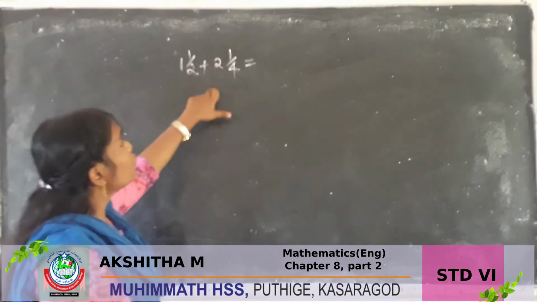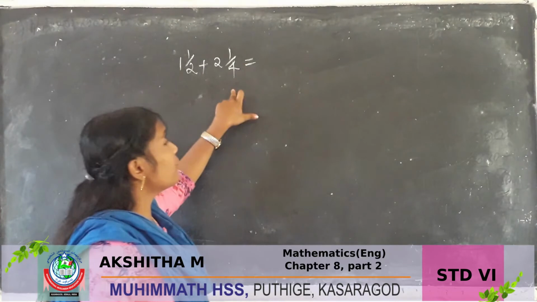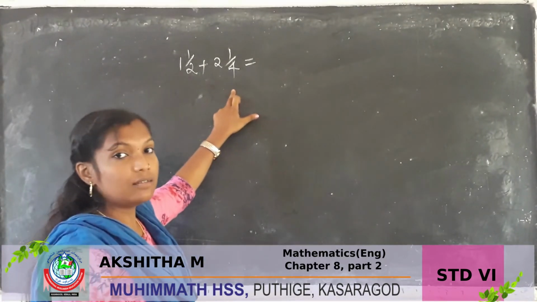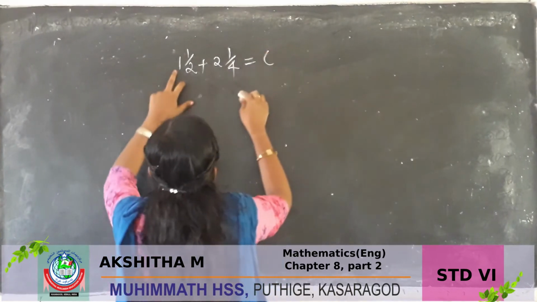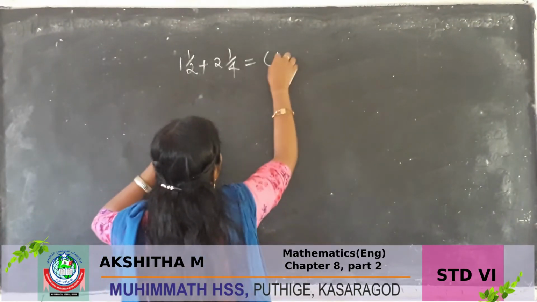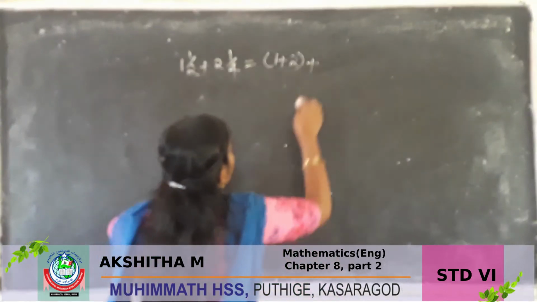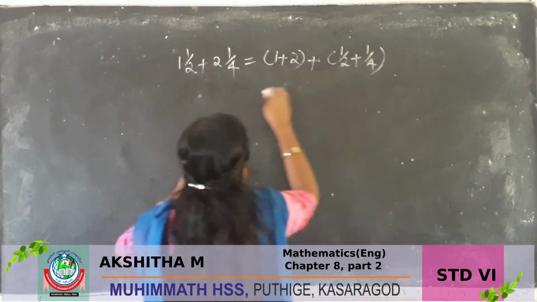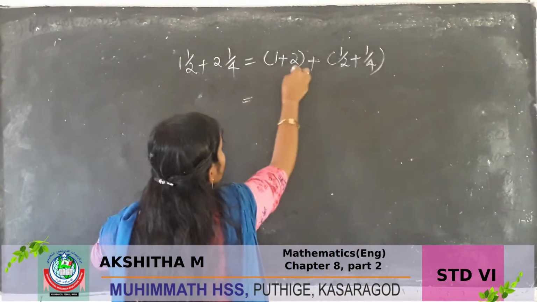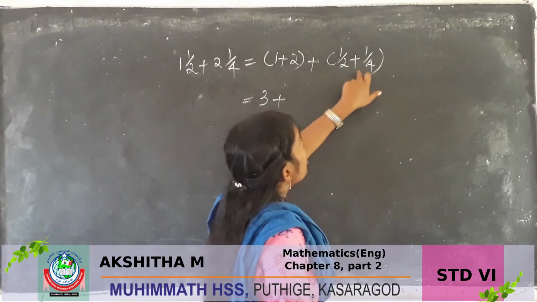1/2 plus 2 1/4. How can we find out the answer? Here, first we have to write these numbers: 1 plus 2 plus half plus 1/4. So here 1 plus 2 is 3, plus 1/2 plus 1/4.